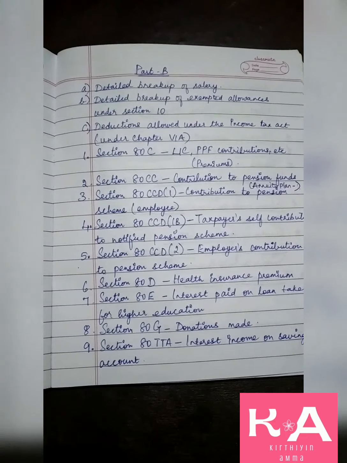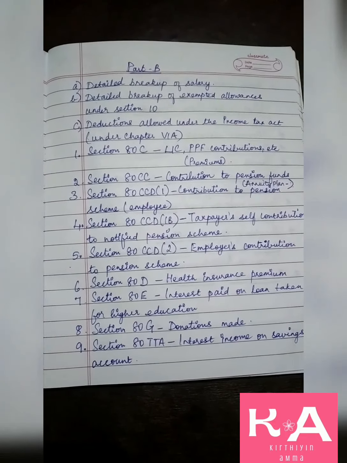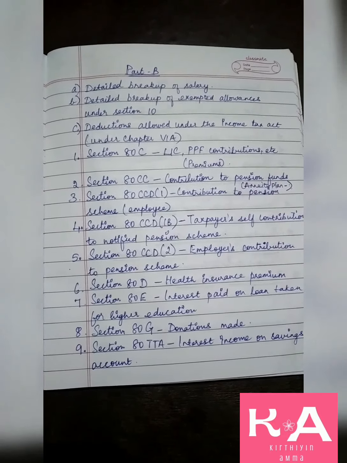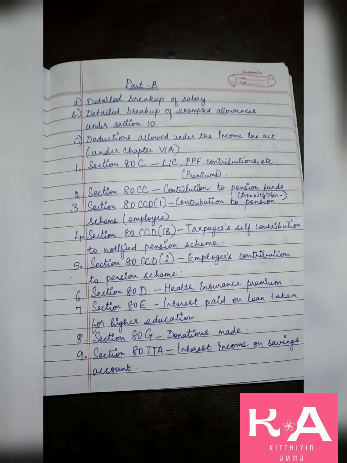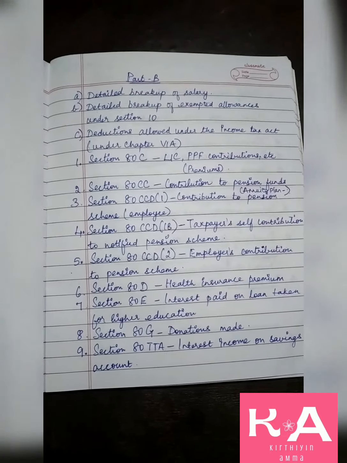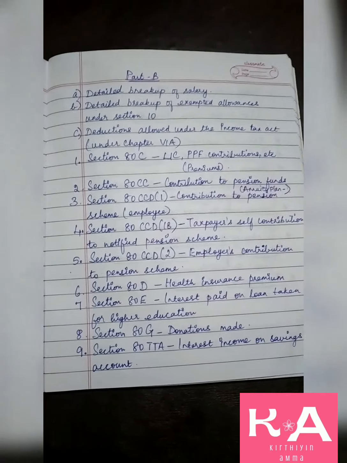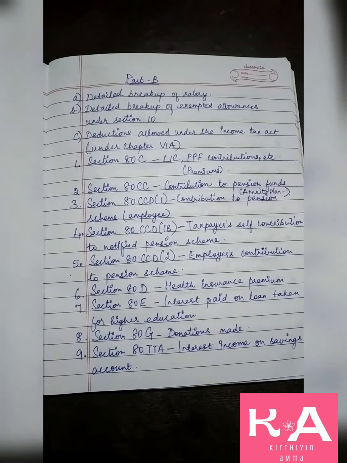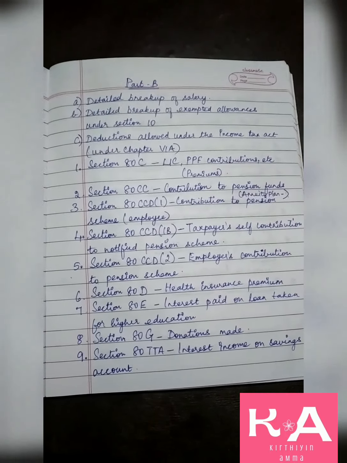And Section 80CCC. This is about the contribution to pension funds. This is not the regular pension funds. There is a difference. That is, you'll have plans like annuity plans in LIC, which means you have to pay a certain sum of money towards the plan, after which you'll be getting a monthly pension amount.